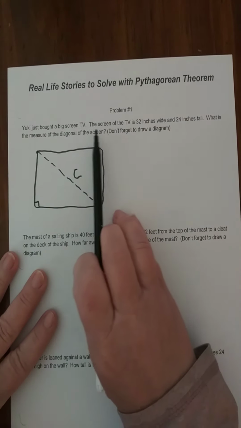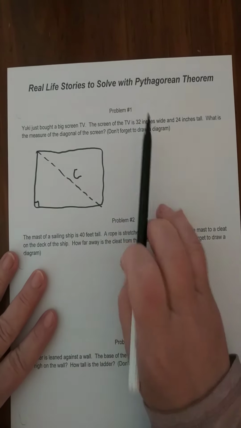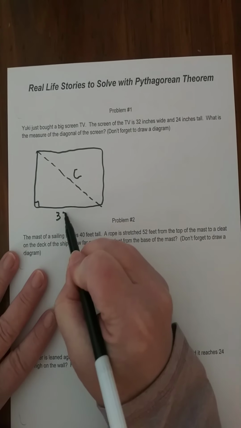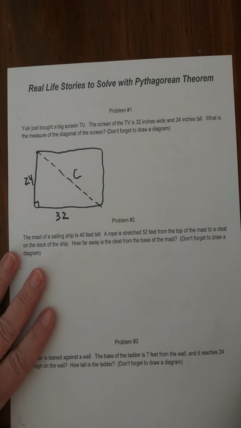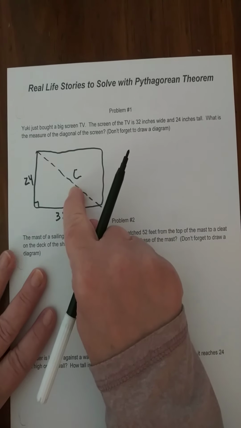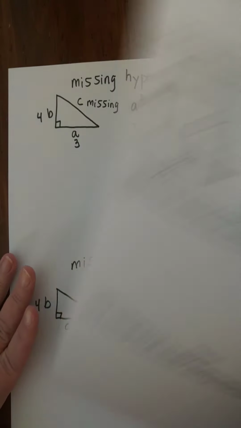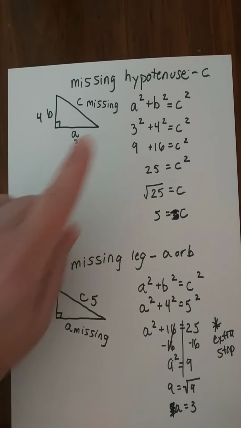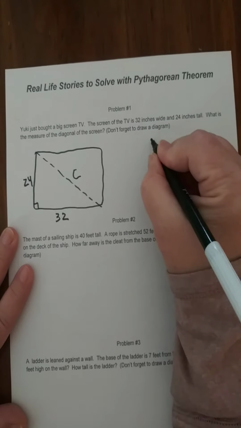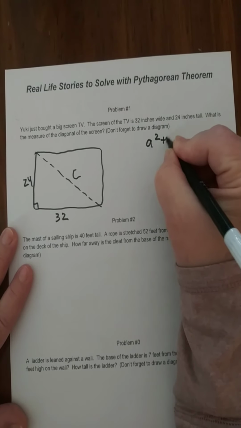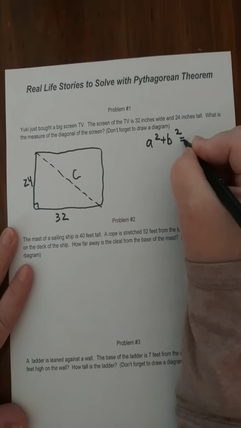All right, so on the TV that Yuki bought, 32 inches wide. So we're going to put 32 down here and 24 inches tall. So we can see that the Pythagorean theorem is what we're going to use because it's a right triangle and C is our missing piece. So that means we're going to do just like this one. We don't have the extra subtraction, okay? So start off with our formula. A squared plus B squared equals C squared.